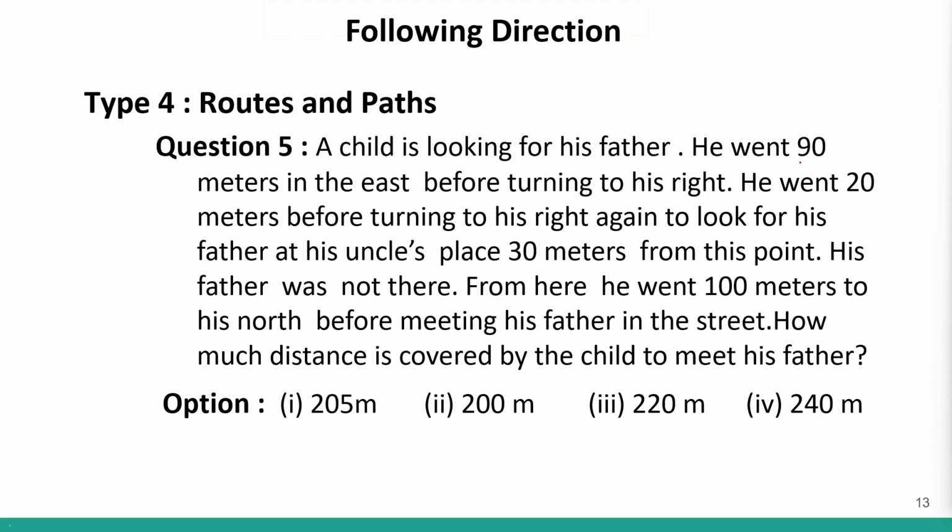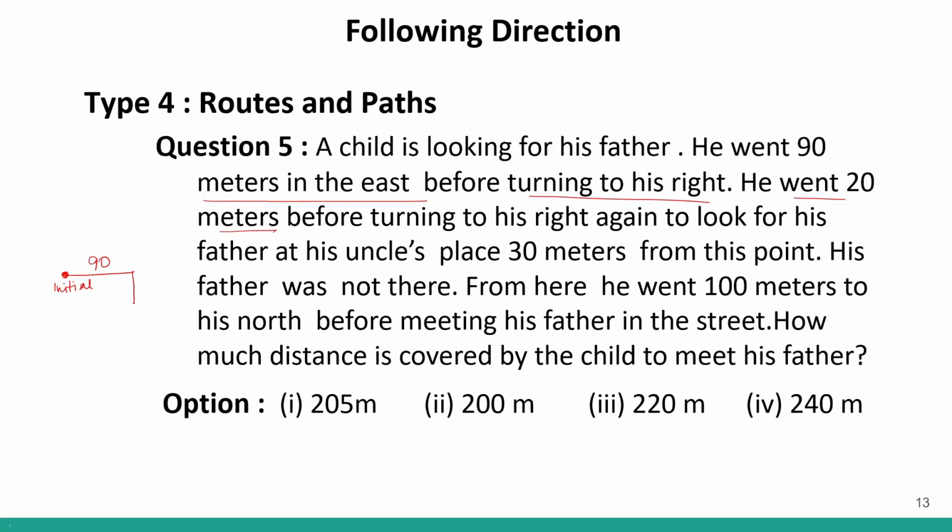He went 90 meters in the east. So let's say this is the initial position of the child. He goes 90 meters in the east. Then he turns to his right, and from there he goes 20 meters.